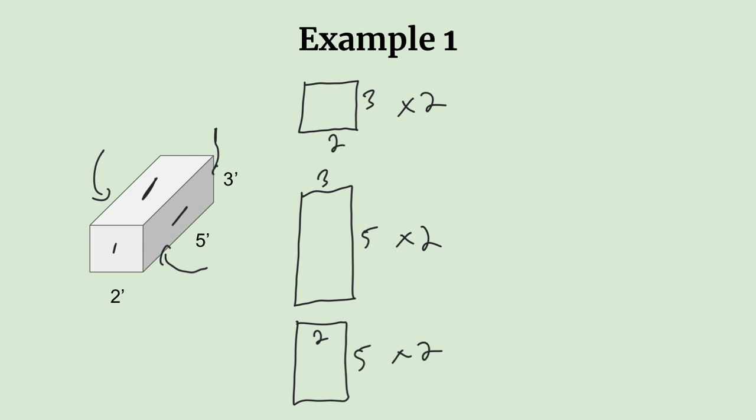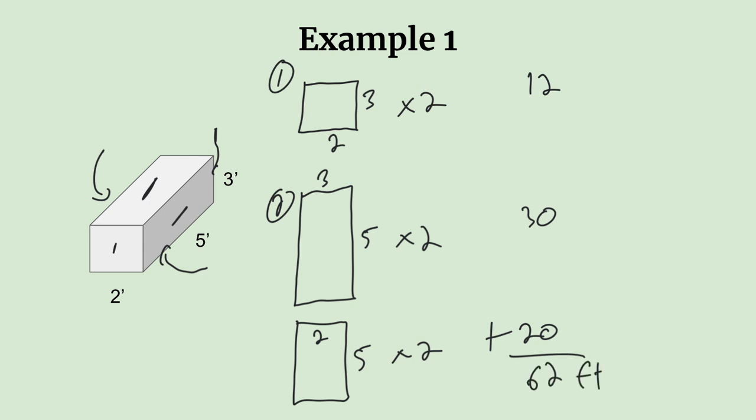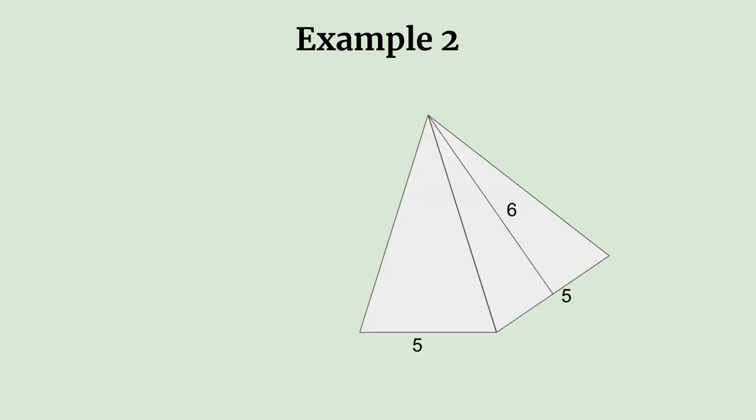So for this first one here, that 3 times 2 is 6, times 2 is 12. For the second one, 3 times 5 is 15, times 2 is 30. For the third one, 2 times 5 is 10, times 2 is 20. Add all those together, and you get 62 feet squared. So that would be the total surface area of that prism.